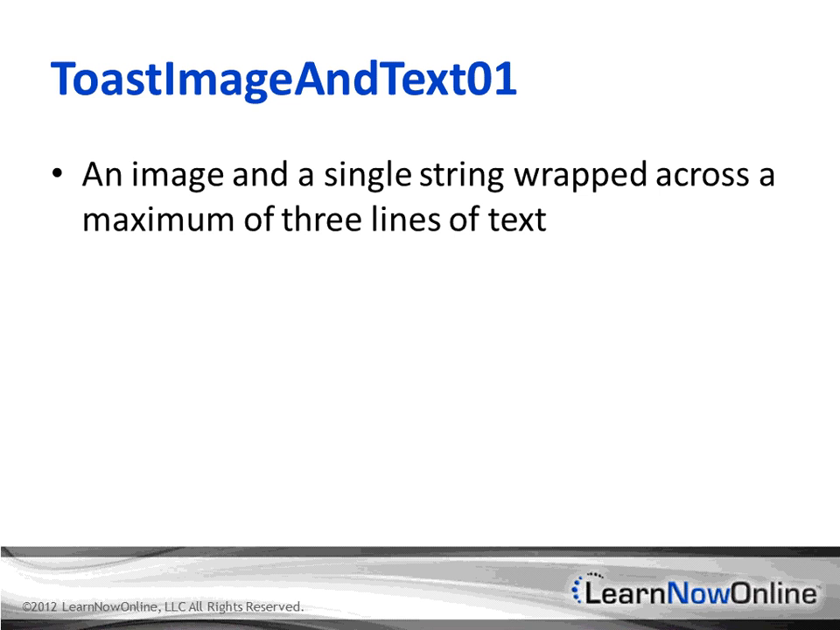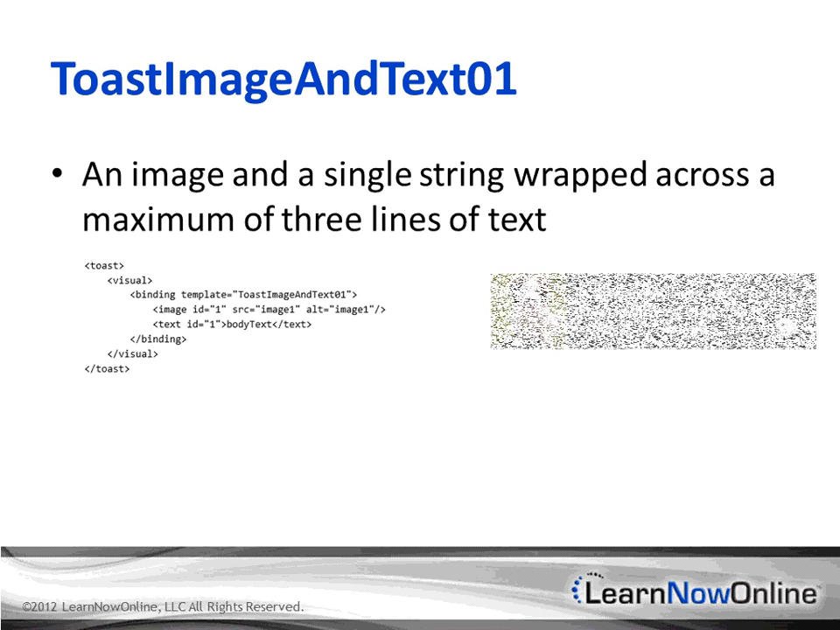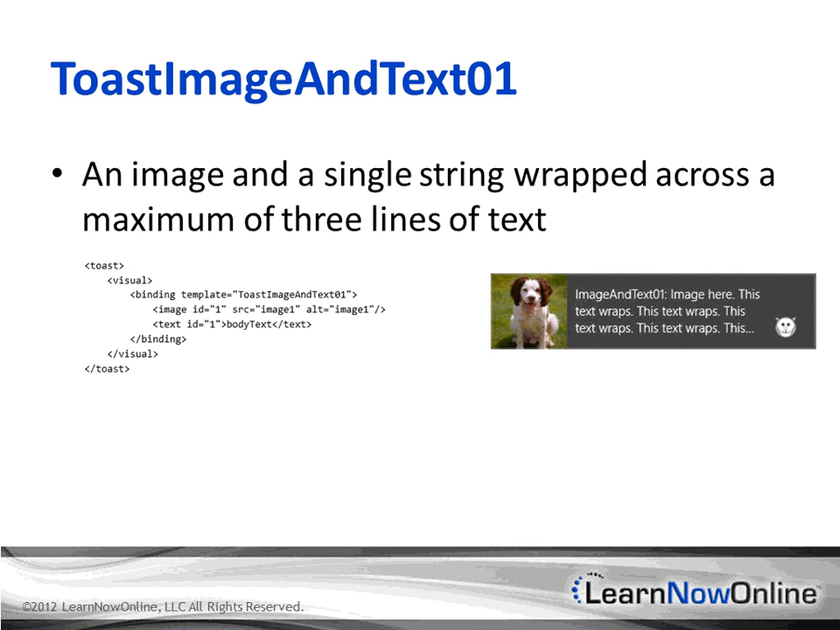Then we have four corresponding templates with images. So Toast image and text 01 has an image and a single string wrapped across a maximum of three lines of text, just like the original one we saw. So it has an image in addition to the text. You can see there's a source and an alt attribute for that image, indicating where that image comes from and alternate text for the image in case you can't find the image. That's what this might look like.